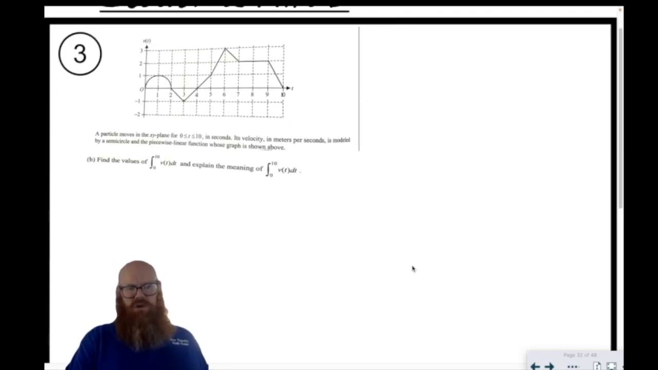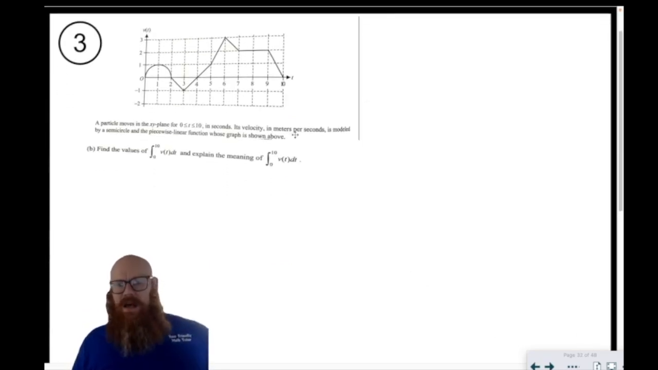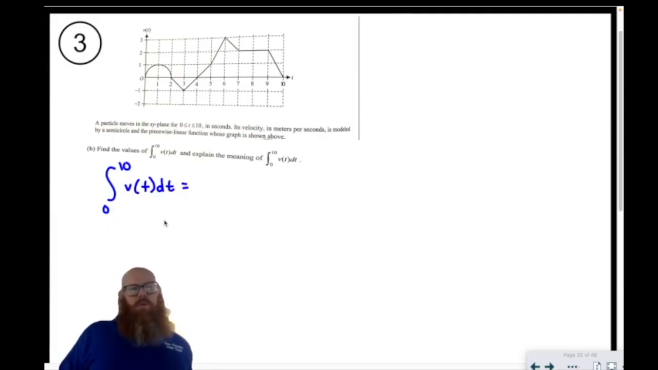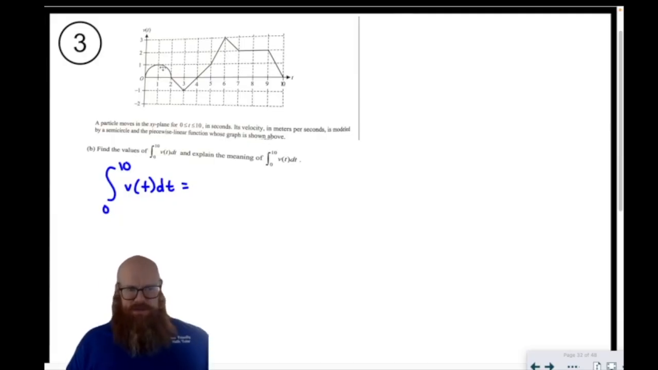So now on to part B. Find the value of the integral from 0 to 10 of velocity. And then we'll talk about the meaning of it. But what we start with here is that the integral from 0 to 10 is the area under the curve from 0 to 10. So we have a bunch of shapes here.